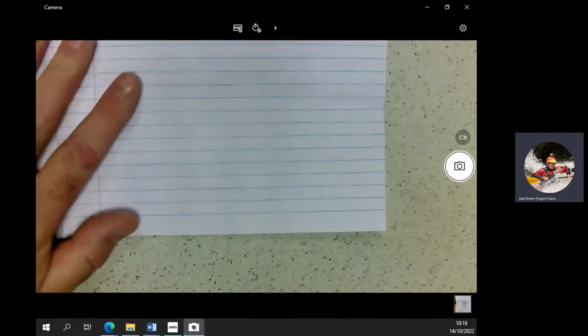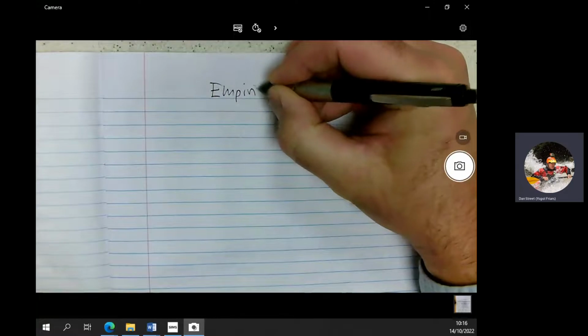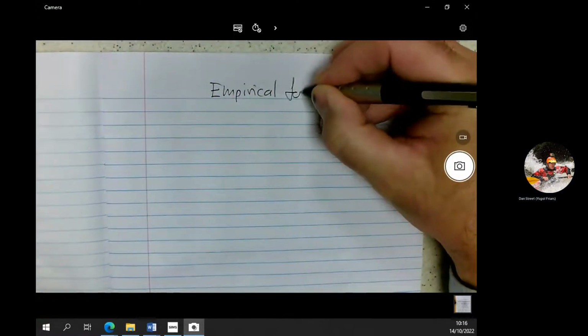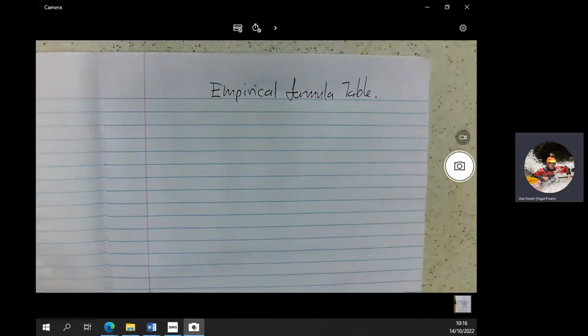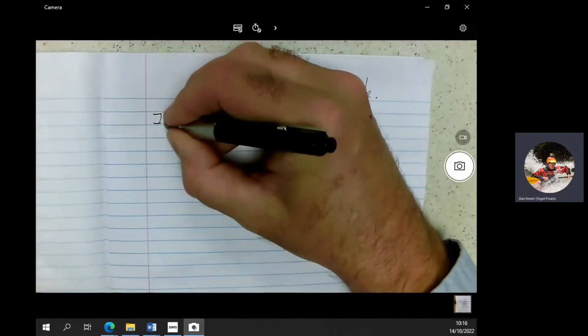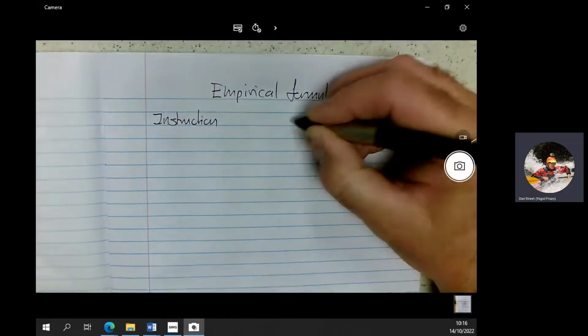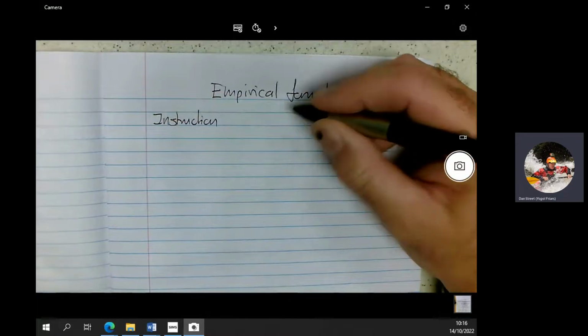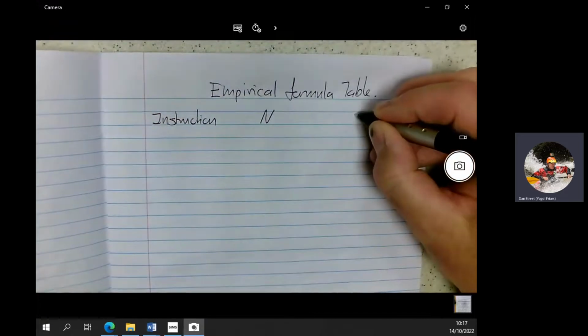So I would generally use a table, okay? So we'll go for empirical formula table, okay? And this table I tend to lay out as follows. So the first column is your instruction, and then we've got a column for the elements that you're asked to calculate, okay? So this one involves nitrogen and oxygen.